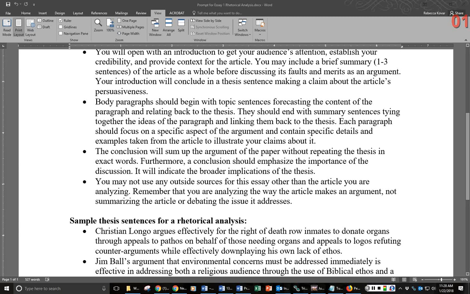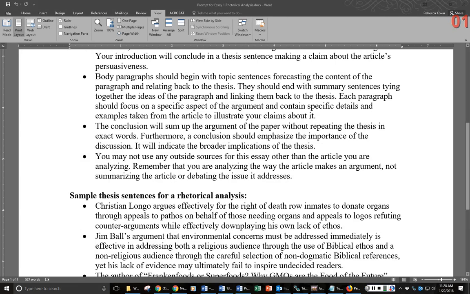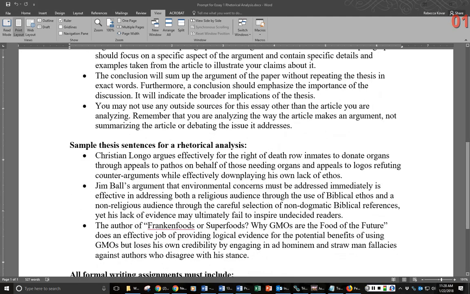Your body paragraphs need to start with topic sentences that say what that paragraph's going to be about, relate that back to the thesis of your essay as a whole, and end with summary sentences tying together the ideas from the paragraph and linking that back to the essay as a whole. Your conclusion sums up what you've said without repeating the same words, and then you want to emphasize the importance of the discussion. So why is looking at how well someone makes an argument important, or why is looking at the flaws and benefits of the structure you look at specifically important?